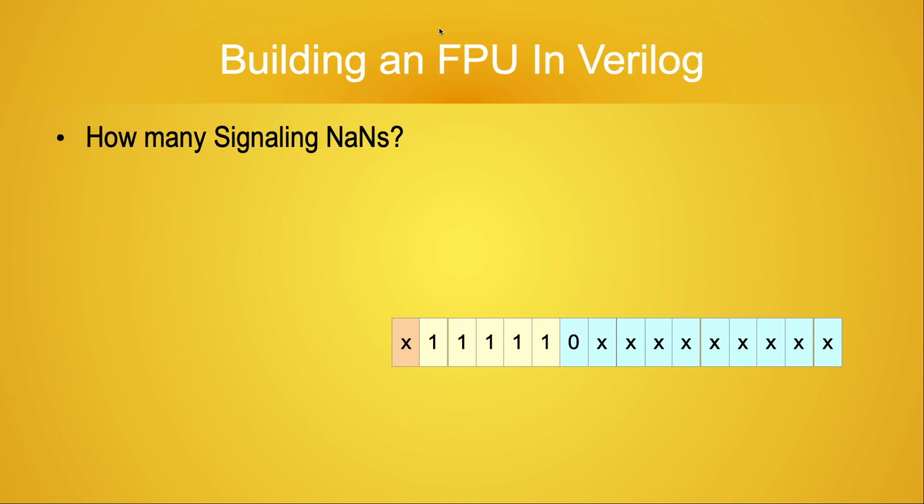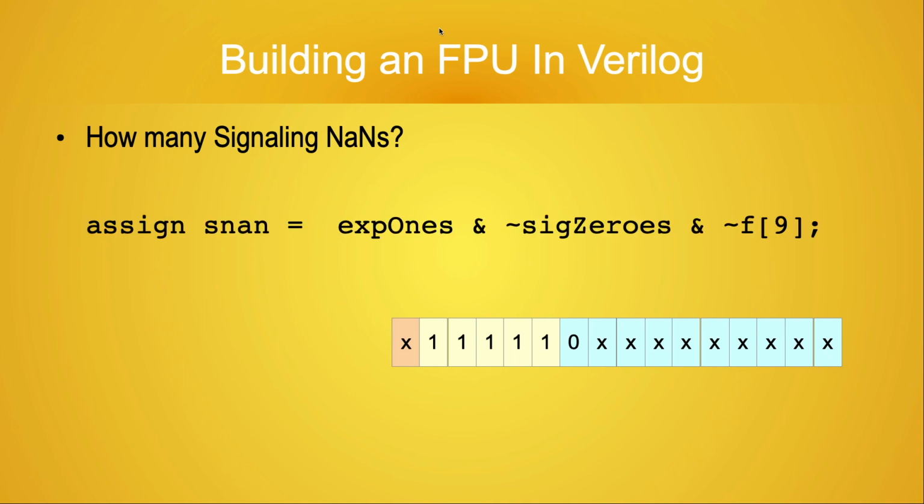How many signaling NaN values should we expect to see? Study the logic equation for signaling NaNs. The number of possible sign bit values is 2, just like for infinities and for quiet NaNs, and for the same reasons. Likewise, the number of possible exponent values is 1. And like the quiet NaN case, we have broken the significand field into two parts, bit 9 and bit 0 through 8. And bit 9 may only have one possible value. In this case, bit 9 must be 0.